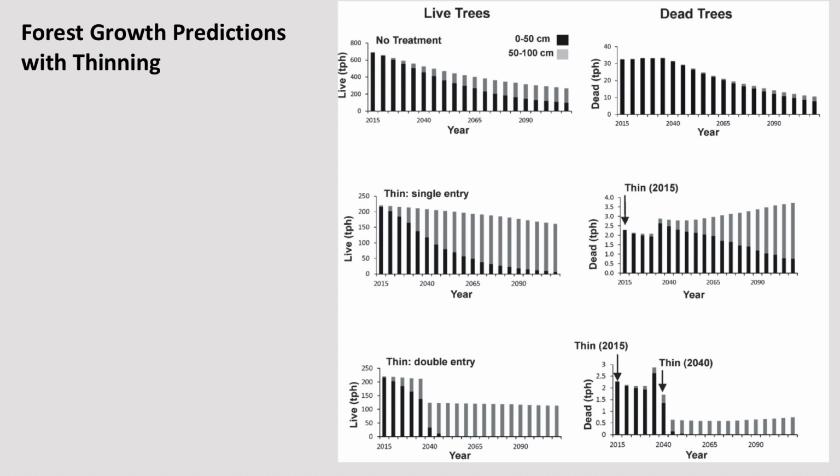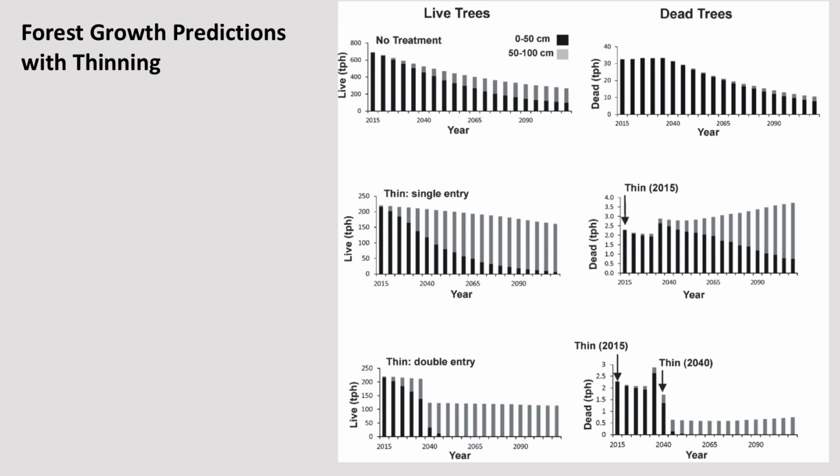This is no treatment. That's if you did nothing. This is a single entry thin, entered in 2015. This is a double entry thin, entered in 2015 and then again in 2040. And this just shows you the number of trees that are left. So it's a huge difference if you can see these axes.